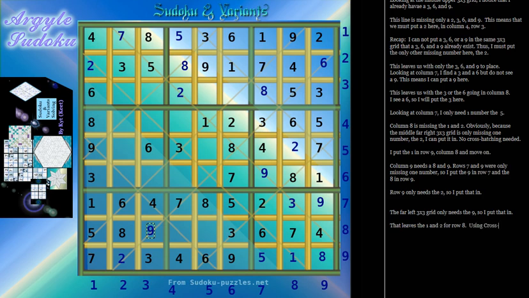Using cross hatching, I look at column 4 and see the 2. I cannot put another 2 in the same column as a 2. Thus, I put the 1 here and the 2 here.